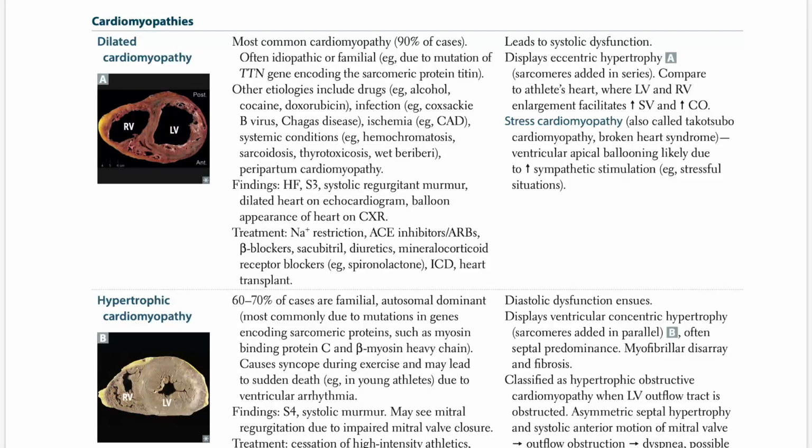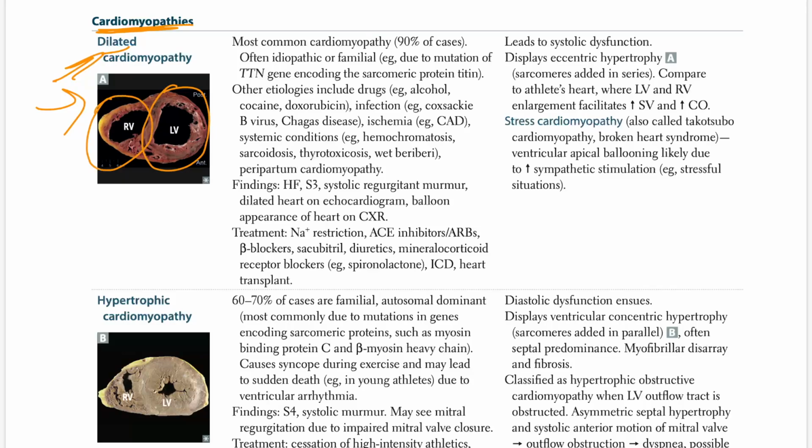All right, let's talk about cardiomyopathies. The first cardiomyopathy we have is dilated cardiomyopathy. In the picture, you can see the heart is dilated. That's why we call it dilated cardiomyopathy.